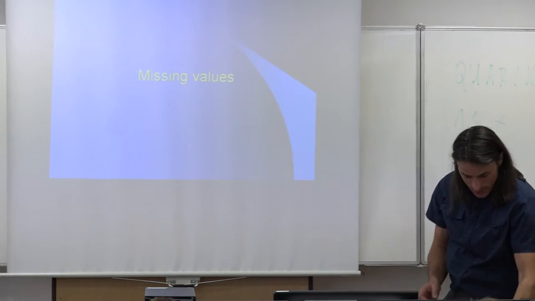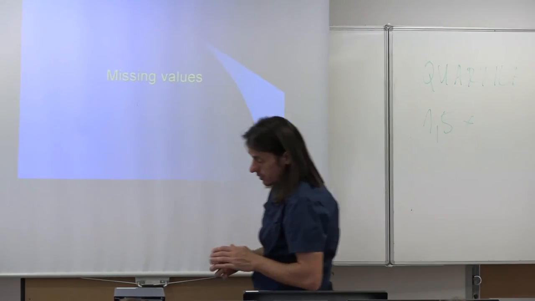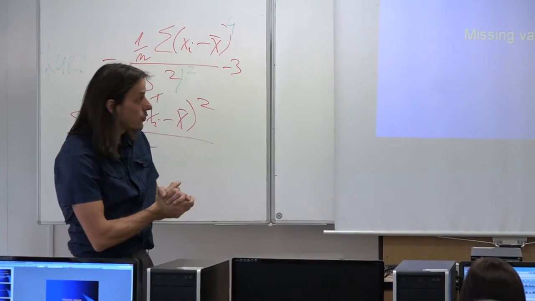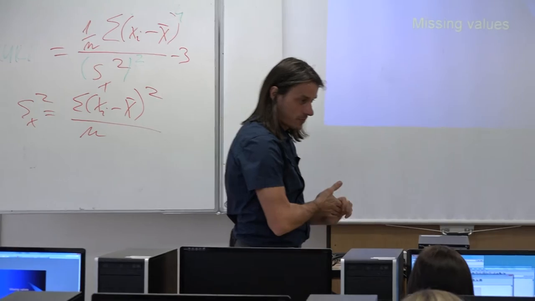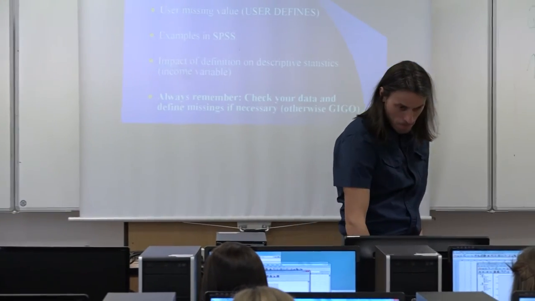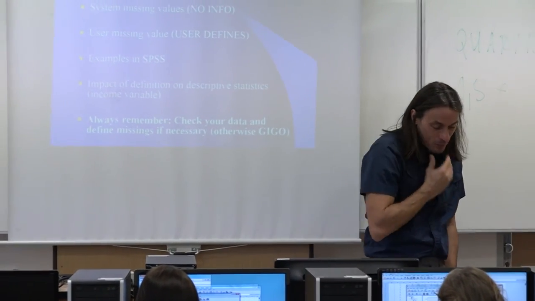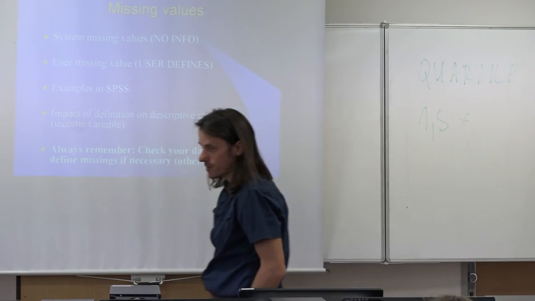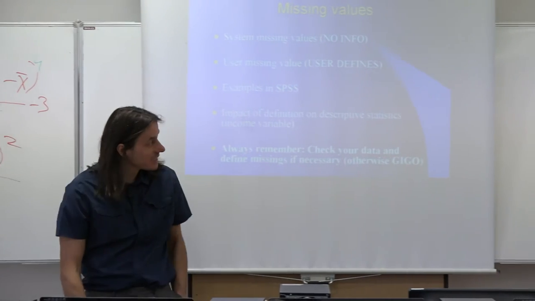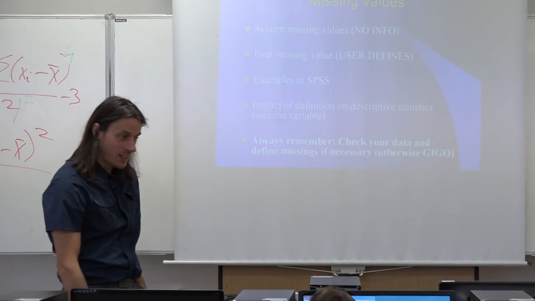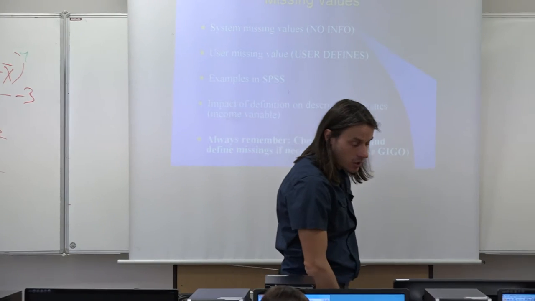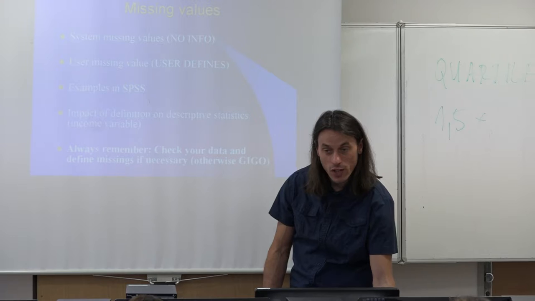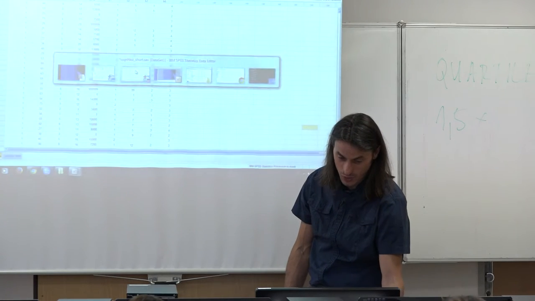So the next discussion, but we know quite a lot about it, should be devoted to missing values. So, sometimes, or I would say most of the time in social science statistics, we can find data which we usually call system missing values. It means we do not have any information in our data file.